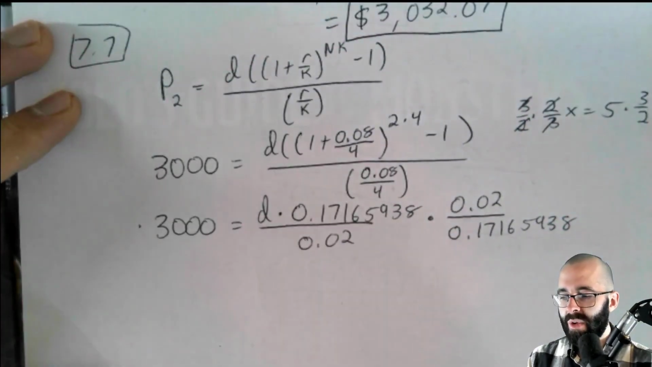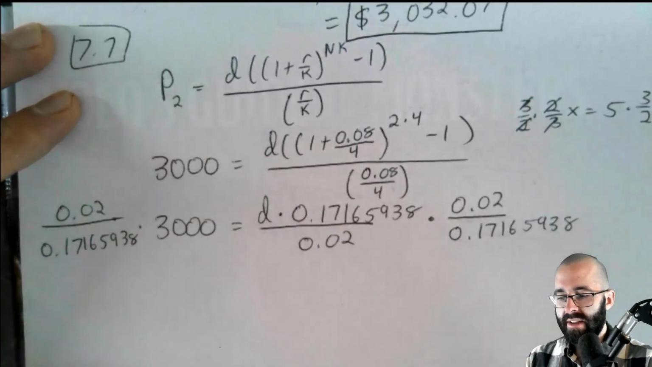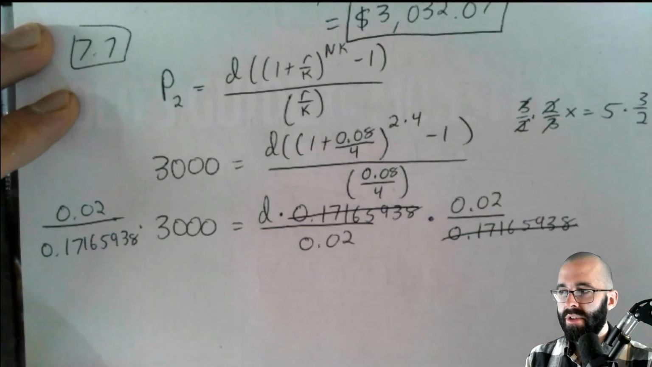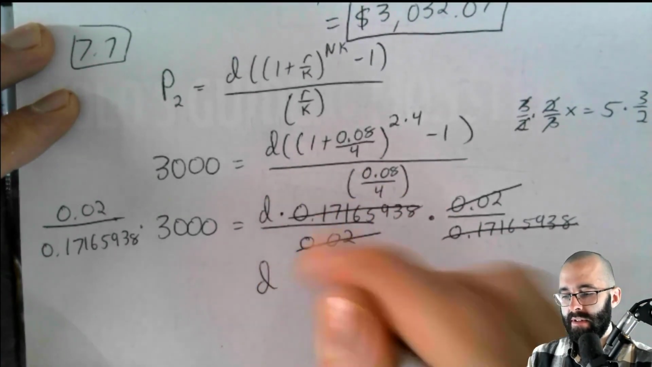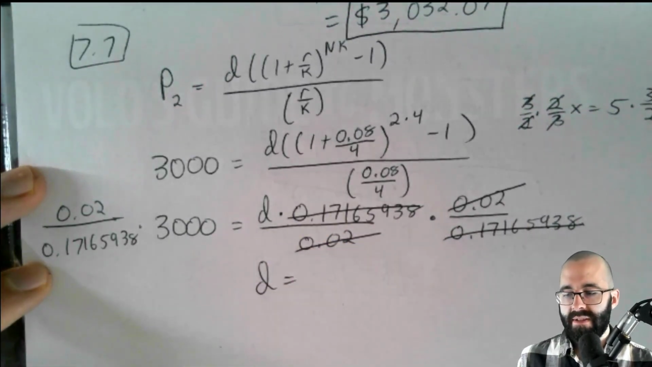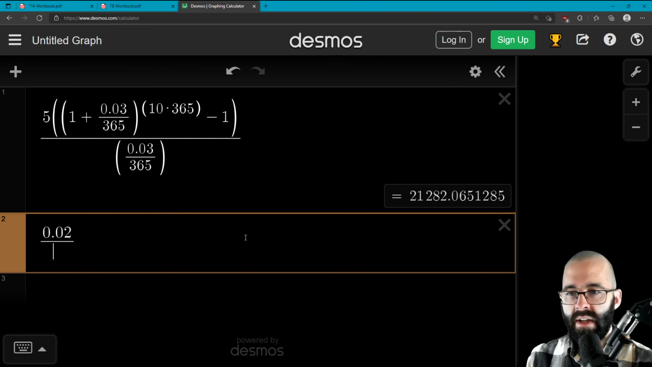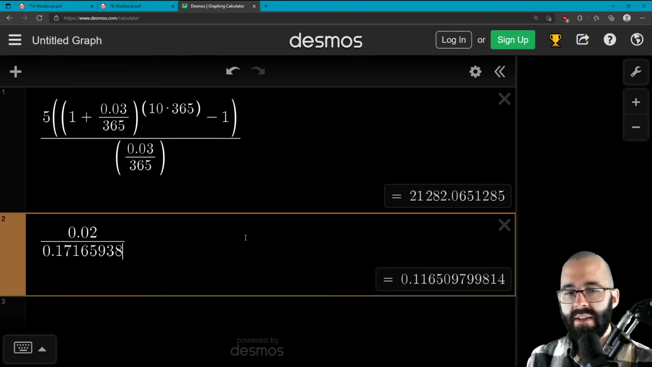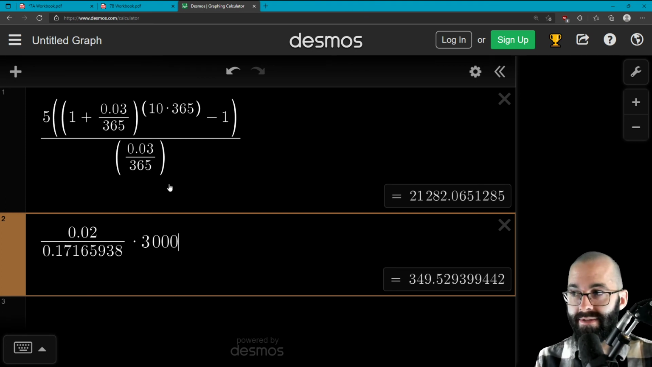But what we do to the right-hand side of the equation, we also have to do to the left-hand side of the equation. And so we have written it like this as well. Those cancel, one on the top, one on the bottom. Those cancel. The right-hand side is just our D. Type this into a calculator and we'll get our answer of what our payments should be: 0.02 divided by 0.17165938, tab out to get out of there, asterisk 3,000. Our payments are $349.53. Our quarterly payments, sorry, this is every quarter.